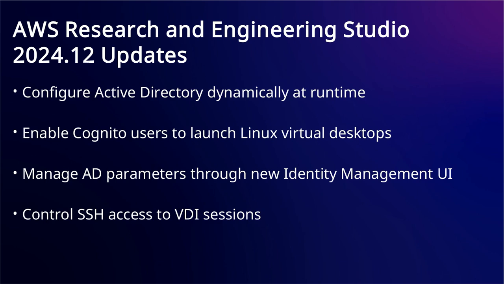AWS Research and Engineering Studio (RES) 2024.12 addresses challenges in managing identity and access for virtual desktop environments. You can now configure Active Directory settings dynamically, reducing deployment complexity. Cognito integration expands authentication options, allowing Linux VDI access for Cognito users.